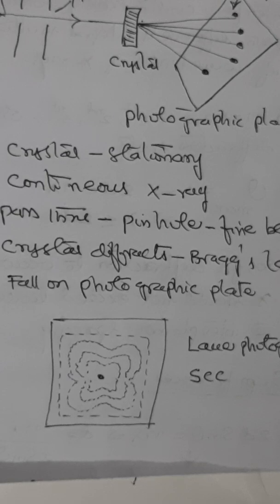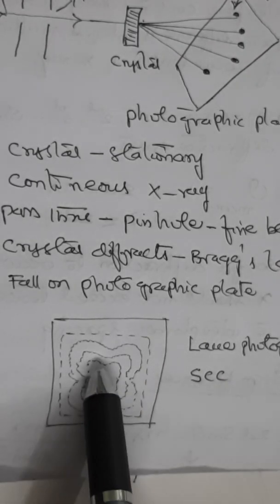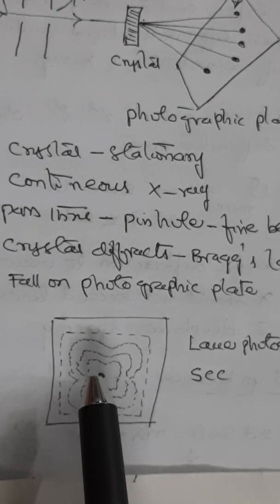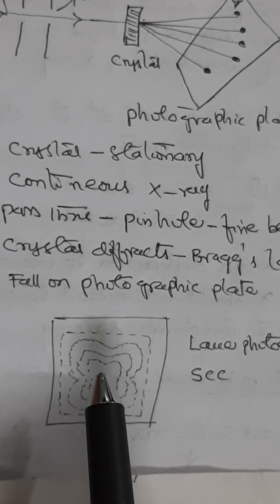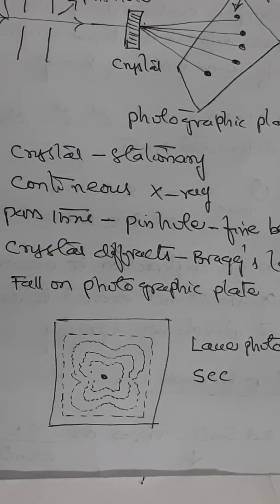This Laue method is not convenient for actual crystal structure determination because several wavelengths of X-rays diffract in different orders from the same plane and they superimpose on a single Laue spot like this. So you can't distinguish clearly the actual structure of a crystal. This is one of the drawbacks of this method.